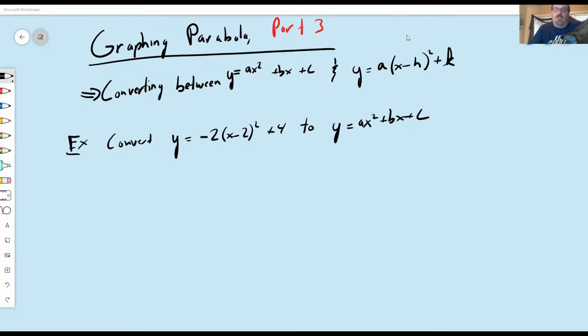This section is about how we're going to be able to convert from y equals ax squared plus bx plus c to y equals a(x plus h) squared. We should be able to go back and forth. That said, my advice is that the only time you want to convert is most likely if someone asks you to, like if a problem says convert, then convert it.